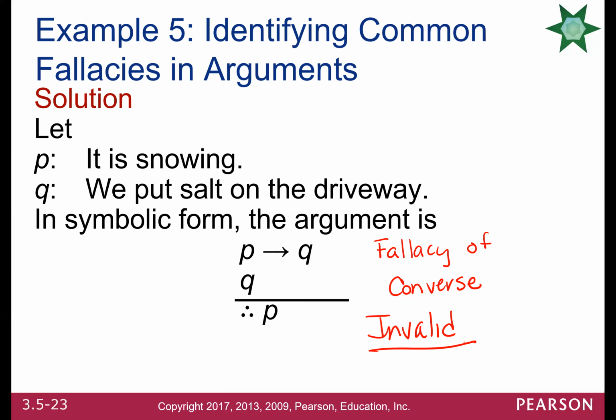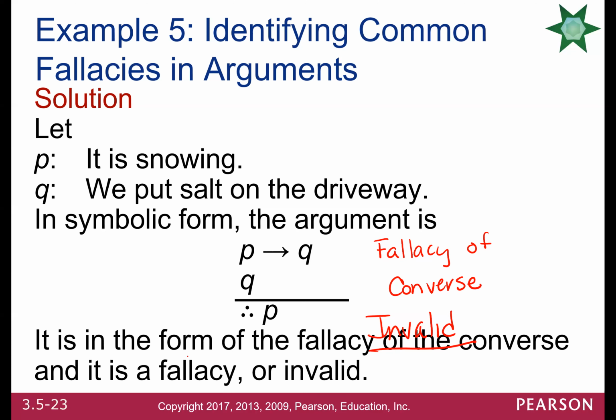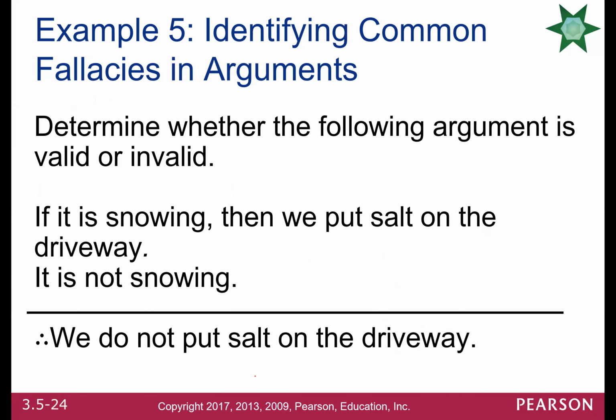All right, let's look at another one. Same two statements. It's snowing and we put salt on the driveway. So this one's, the first premise says, if it's snowing, then we put salt on the driveway. So the first premise is the conditional, if P, then Q. The second premise is the negation of P, it's snowing. So the second premise, we say it's not snowing. So the conclusion here in this argument is that we do not put salt on the driveway.